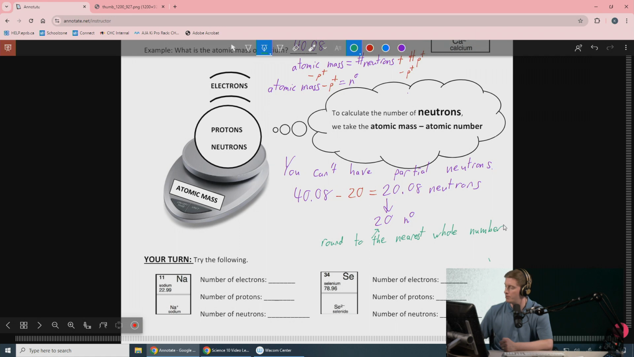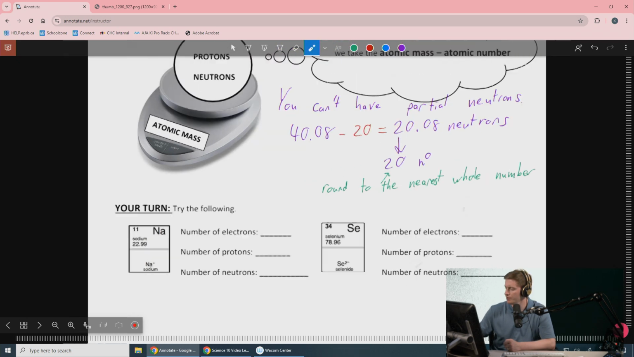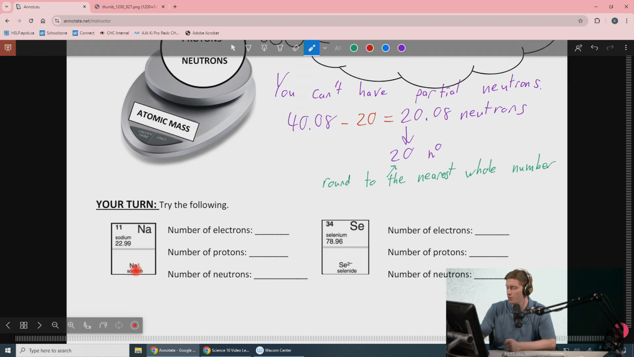Because you cannot have partial neutrons. So let's take a look at the following here. When you're looking at the periodic table, we are ignoring this bottom piece right now. This refers to the ion. And we don't care about the ion right now. What we care about is this information, which is the atom.